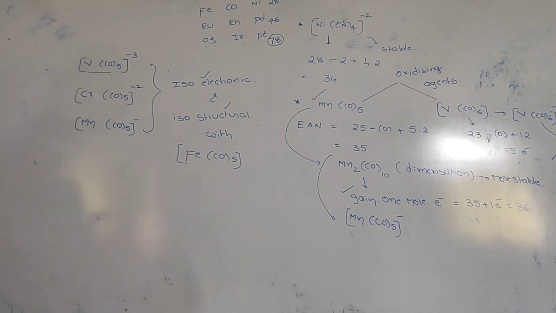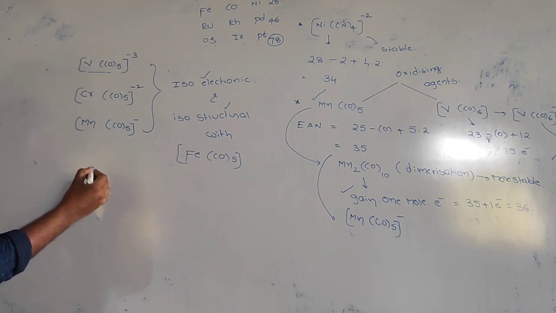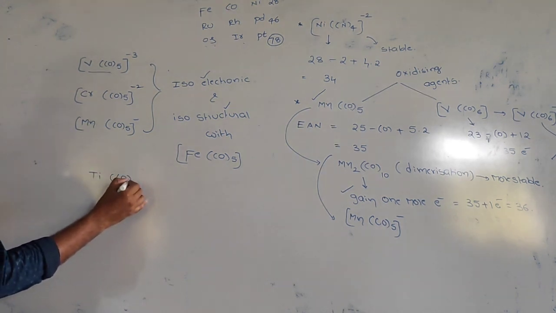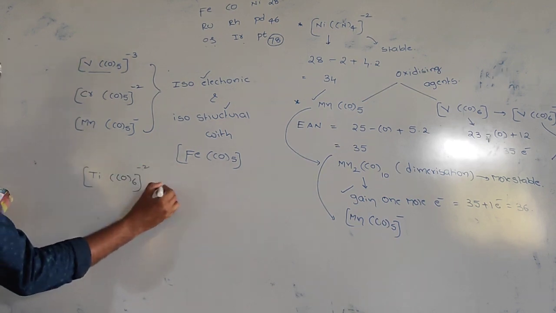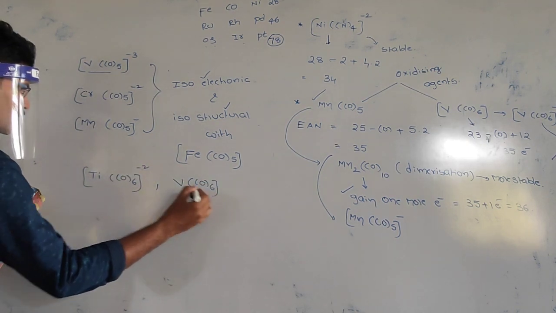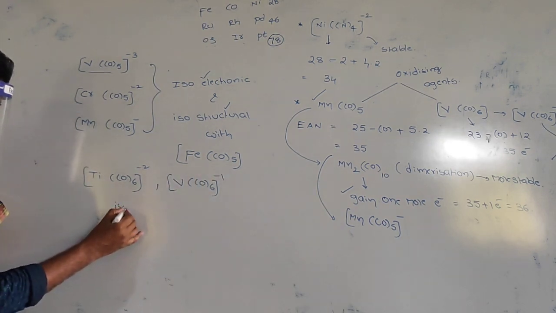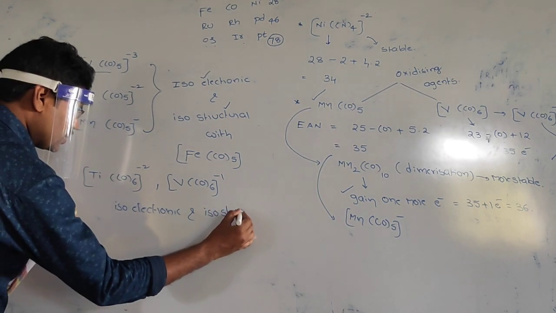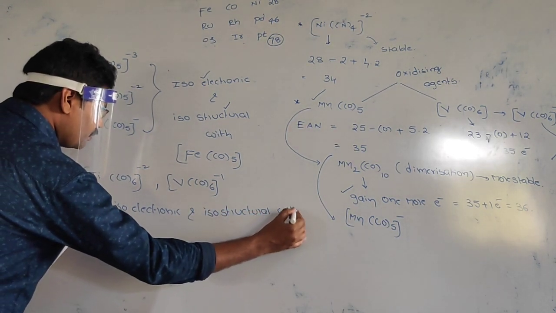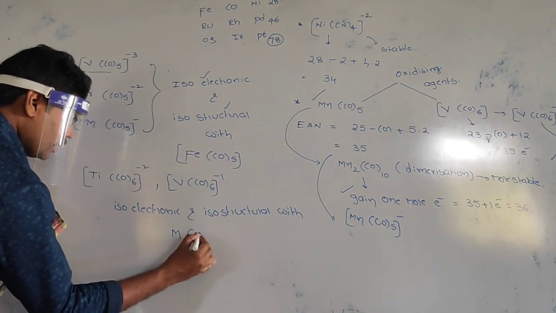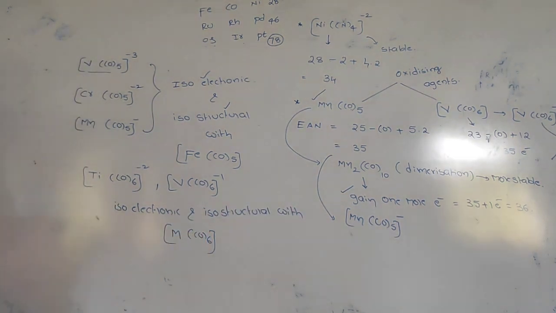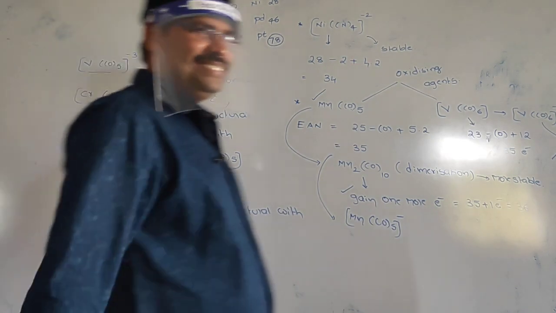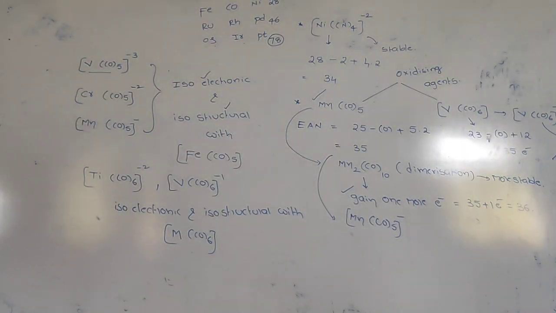And now let me introduce another one. Titanium CO6 minus 2 and vanadium CO6 minus 1, isoelectronic and isostructural with a metal M CO6. What is metal M here? What an important objective question. What is metal M here? Okay, now come on, guess what is metal M here, students?